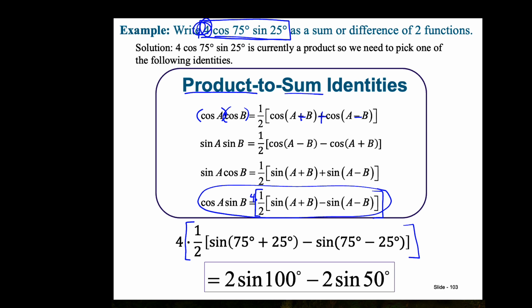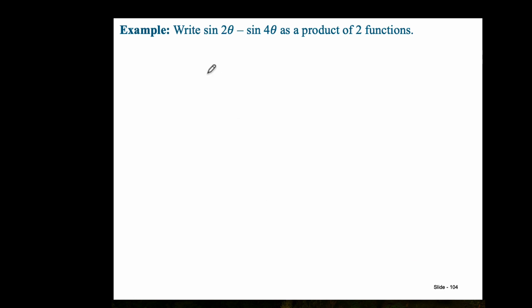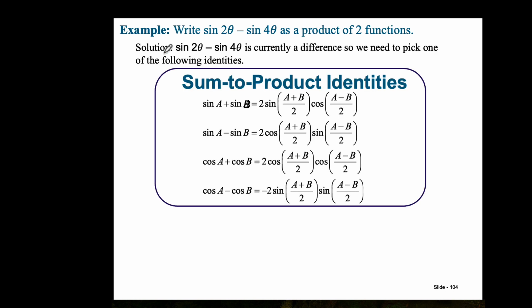Here we have an example where we're asked to write sine of 2 theta minus sine of 4 theta as a product of two functions. Sine of 2 theta minus sine of 4 theta is currently a difference. You can see right here, we're looking at the difference of those two functions. And so we would want to pick one of the following identities. And these ones are called sum to product, because that is what they do for us.